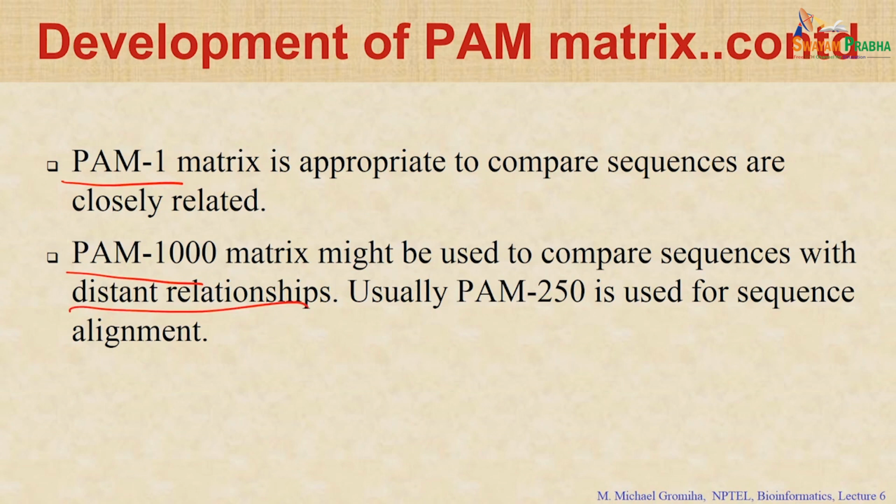So, they use various levels of sequence homology to derive the matrix. Normally you can use PAM 250, the usual one we use for generally aligning two sequences. Now we will see how we derive the PAM matrix. What is essentially a PAM matrix? What is the expansion for PAM? Point accepted mutation matrix, right.